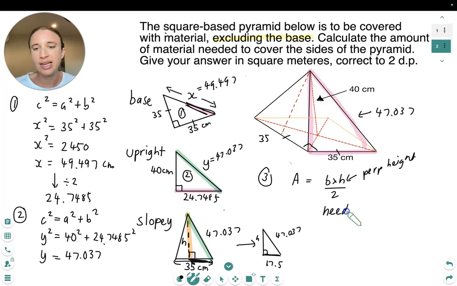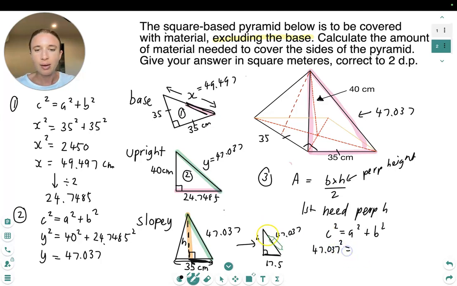So I'm going to say we first need perpendicular height, and Pythagoras once again. Lots of practice. So hypotenuse squared. This time we're substituting in this hypotenuse, and we've got the two shorter sides. So h squared plus 17.5 squared. Now, how do we rearrange for h squared? We need to get that 17.5 squared over the other side by subtracting it.